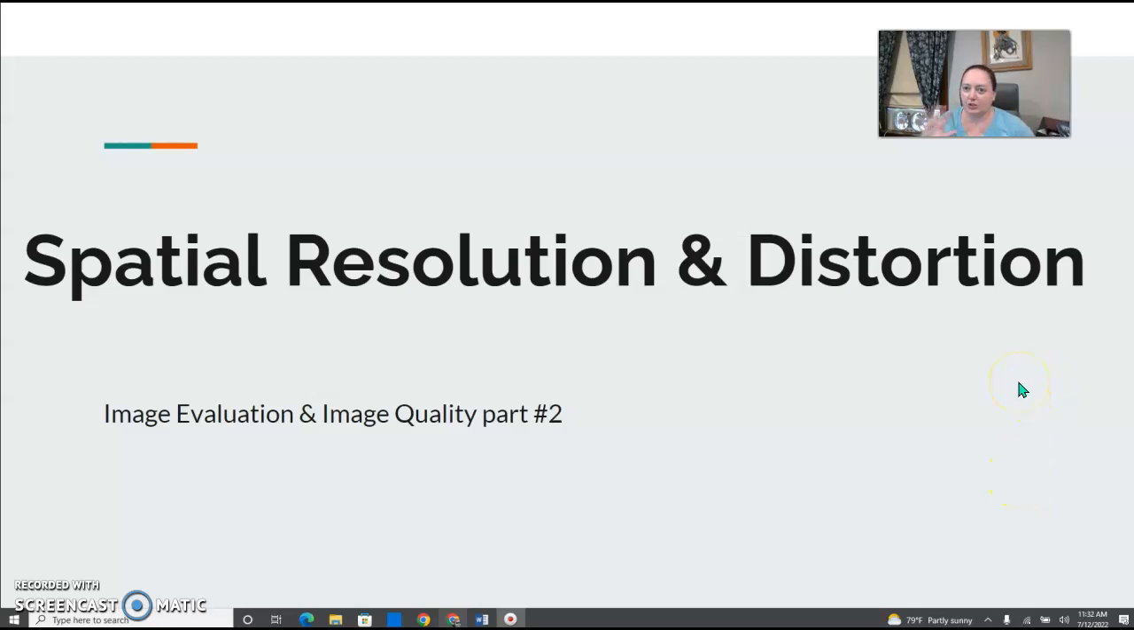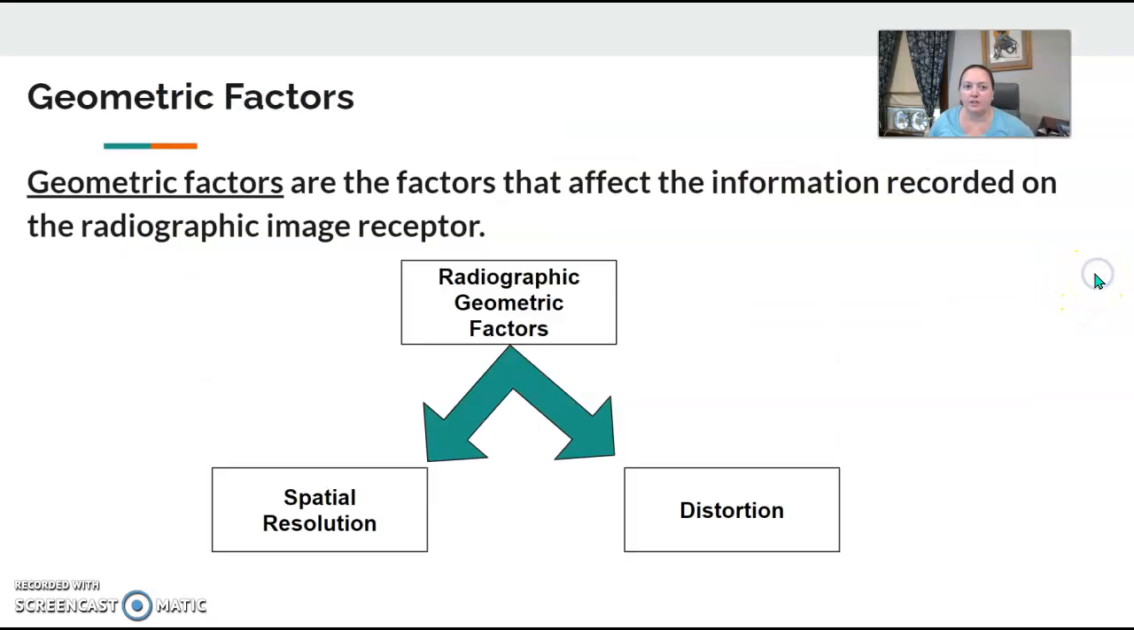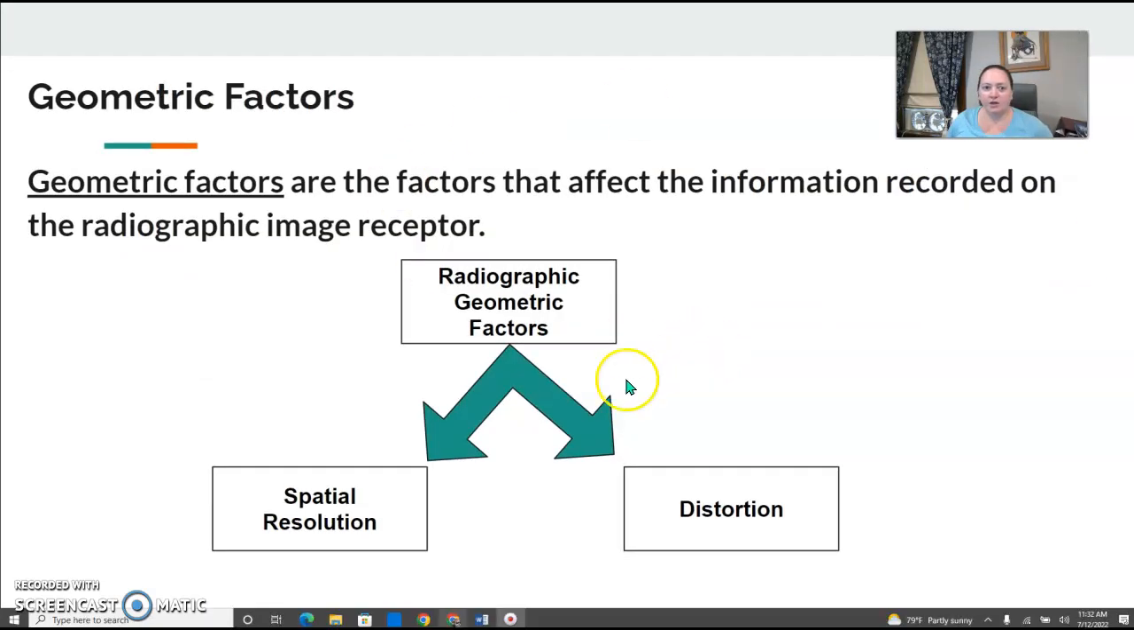So, spatial resolution and distortion is where we're going to start on the imaging chart. You all are familiar with the imaging chart on the content specs. We're going to break it down by categories, so spatial resolution and distortion first, and then I'll move on and cover the receptor exposure. These spatial resolution and distortion terms are considered geometric factors, and these are factors that affect the information that's recorded on the radiographic image receptor.